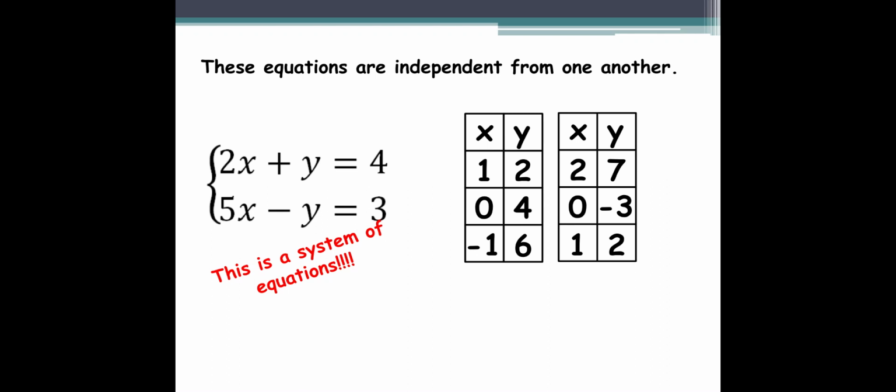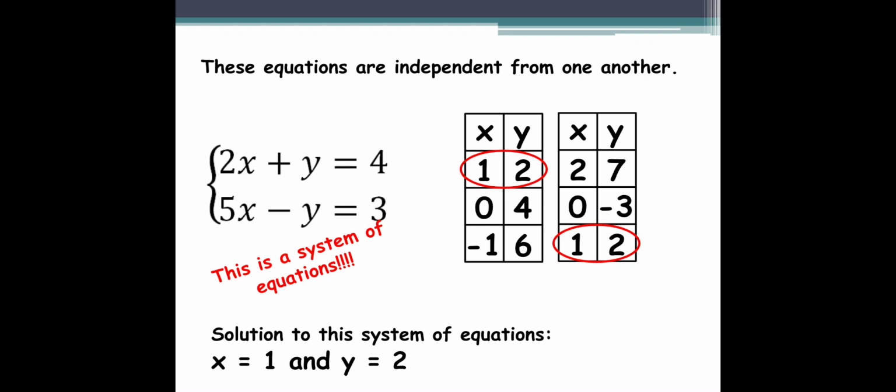So two equations like this with this symbol to the left is called a system of equations. As you can see, both tables have the same x and y coordinate of 1 and 2. So that means the solution to this system of equations is x equals 1 and y equals 2. So if you were able to select the correct x values, you would eventually learn that by substituting 1 for x in both equations gives you the same y value of 2, meaning that that's the solution.